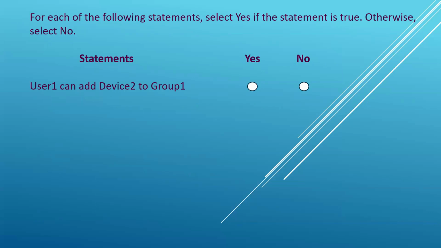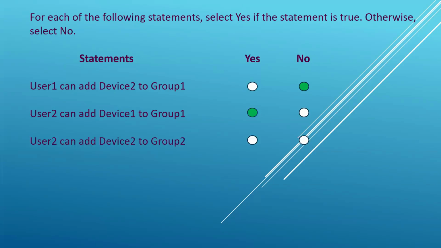This is incorrect, as even though User1 is cloud device admin, this role doesn't provide privileges to add joined devices. The next statement is User2 can add Device1 to Group1. This one is correct, as User2 is the owner of Group1, so can perform the necessary action. The third statement is User2 can add Device2 to Group2. This is incorrect, as Group2 is a dynamic group and you cannot alter the membership of a dynamic group manually.